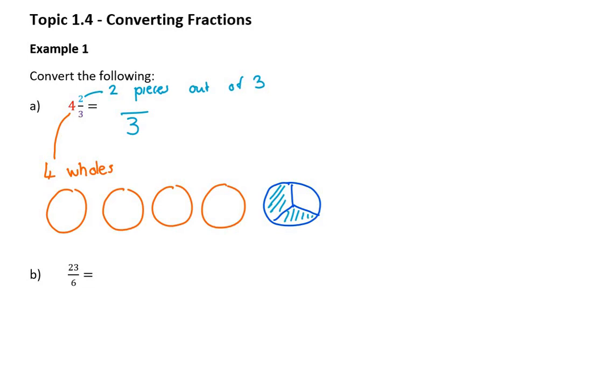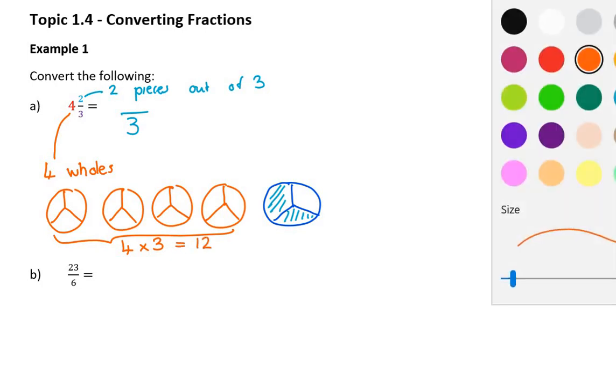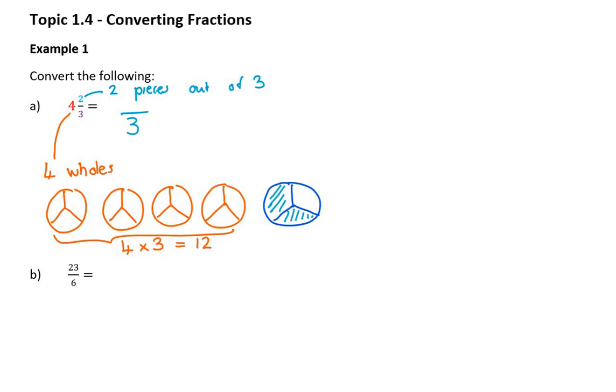So there we go. Now, how many thirds do you have? Well, that means I need to take every single one of these 4 wholes, and divide each of them into 3 pieces. So how many 3 pieces are there in 4 wholes? There's 4 wholes, and there's 3 pieces per whole, which is 12. So there's 12 thirds in 4 wholes, and then 2 extra pieces. So that gives me the fact that I have 14 thirds if I'm looking at 4 2/3.